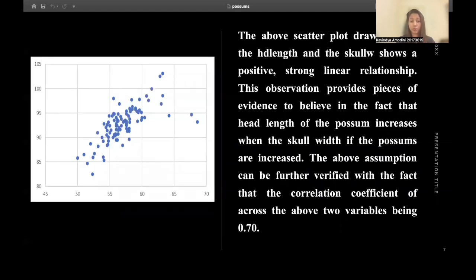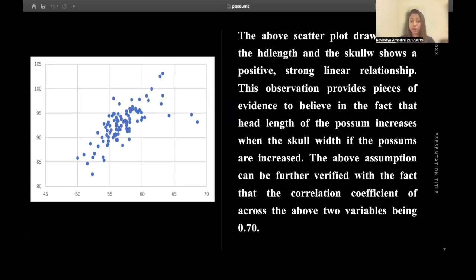The box plot drawn above shows variations of head length against the sex of possums. The results from the box plots show the mean head length of males is slightly higher than that of females. However, if the spread is considered, the males have a higher spread than females.